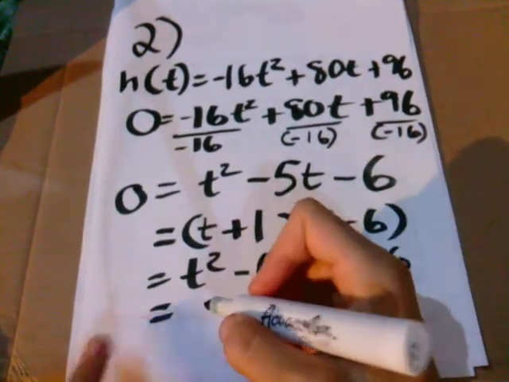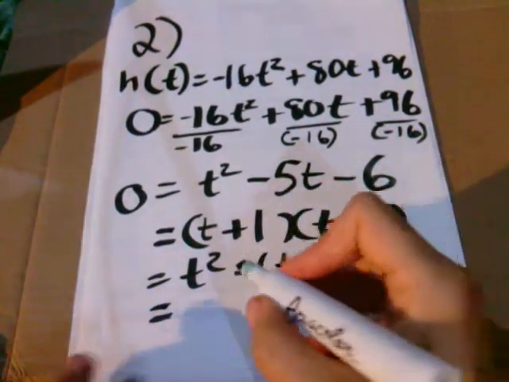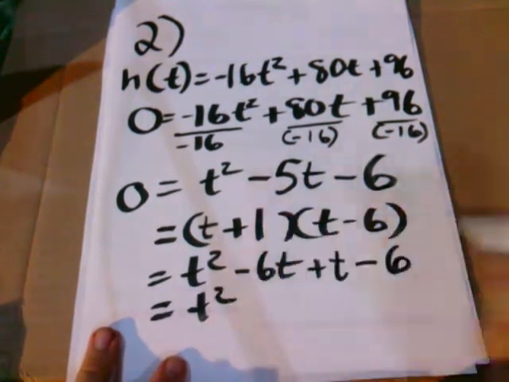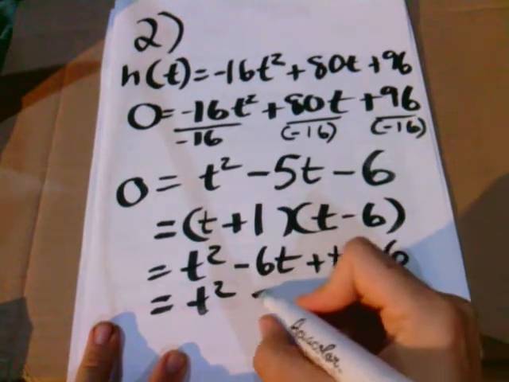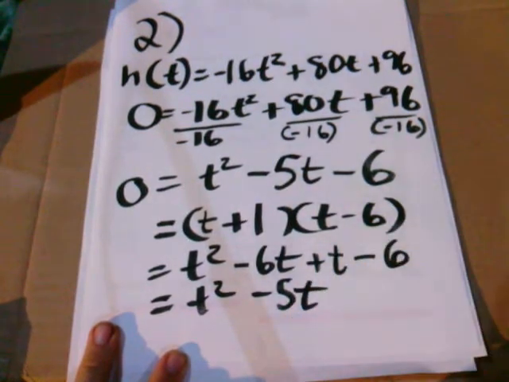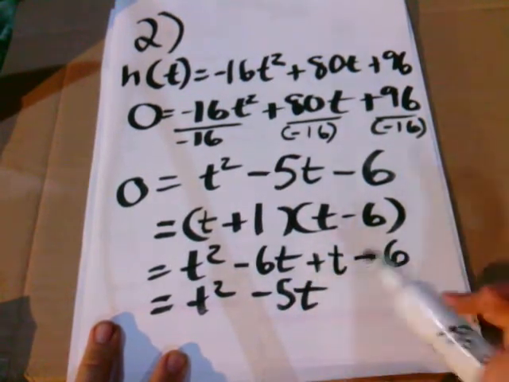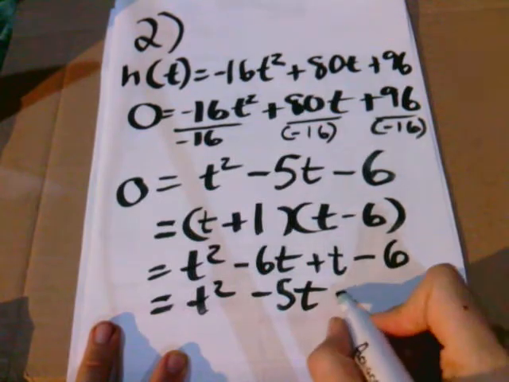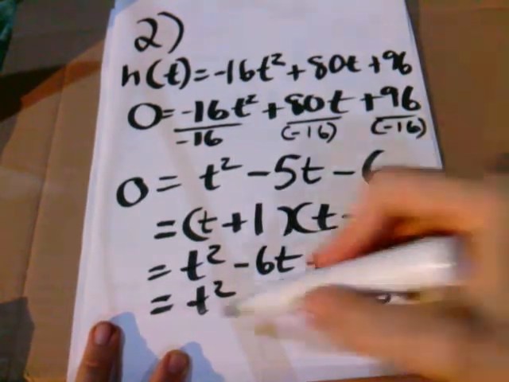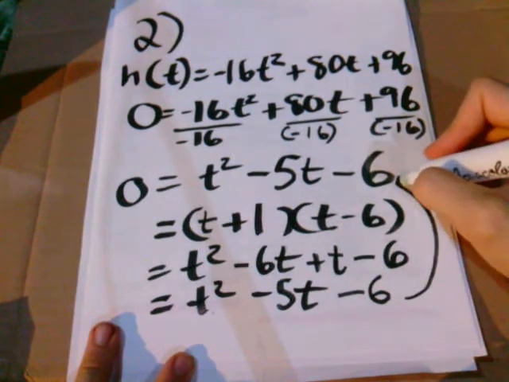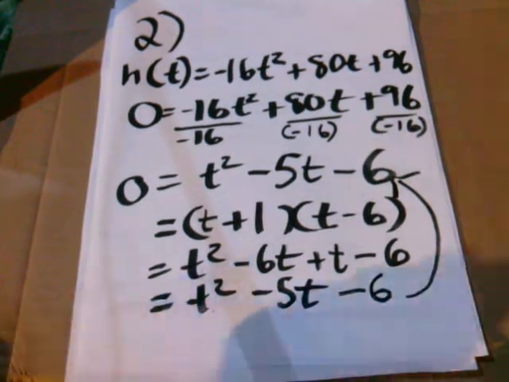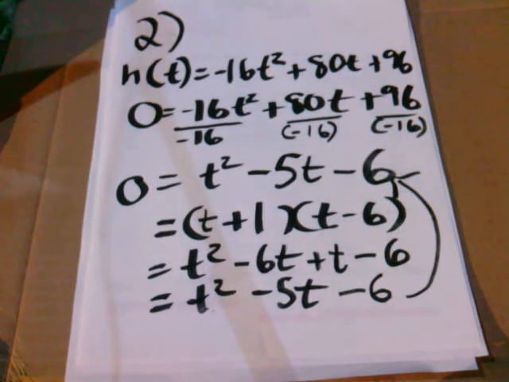Combine like terms, we have t squared minus 6t plus t is minus 5t, and then minus 6. So t squared minus 5t minus 6, that is indeed the same thing. So we are one step away from solving number 2 of this problem.